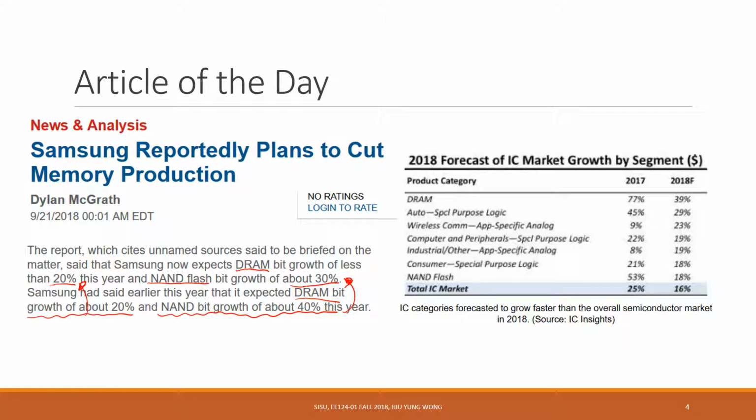And on the right shows the forecast of the revenue in different IC segments. It would be good to understand what each of these are, like DRAM, specific purpose logic, NAND flash. In general, they are dropping, but some of them are actually increasing, for example, wireless communication IC. So the industry is very dynamic, right? But for us, we just make sure that we understand the theory, and it will be useful whether it's at a high or low time.